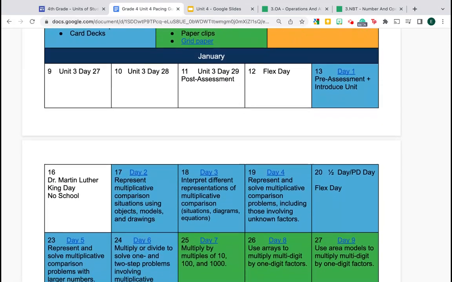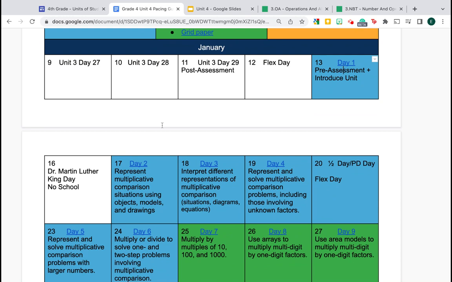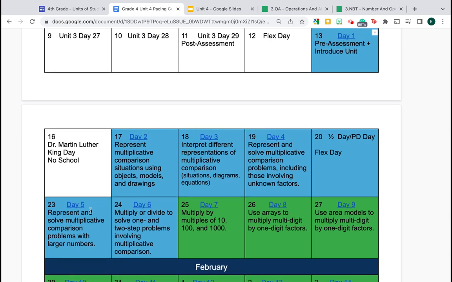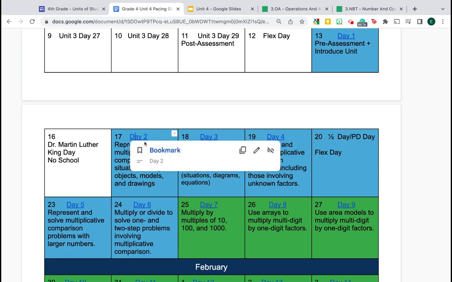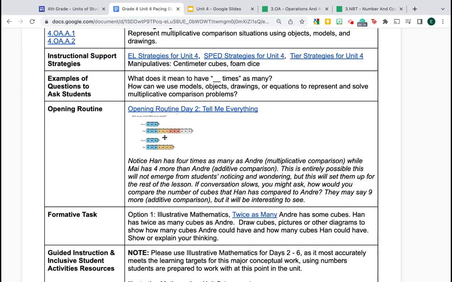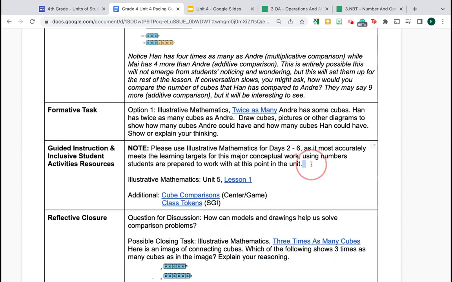And if we look at the calendar, we start mid-January and we take 1, 2, 3, 4, 5 instructional days for this content. One thing I want to highlight if I go to day 2 is that it says for all of topic A, please use Illustrative Math as it most accurately meets the learning targets for this major conceptual work using numbers that students are prepared to work with at this point in the unit. So I want to unpack a little bit of what I mean by that.